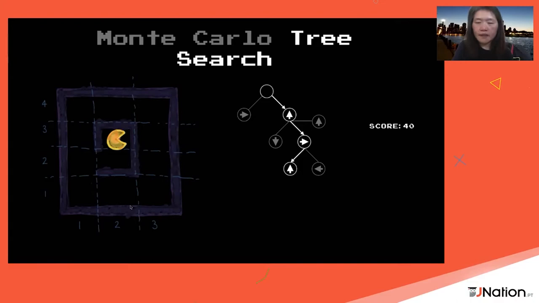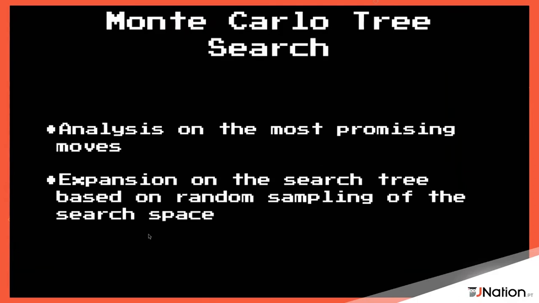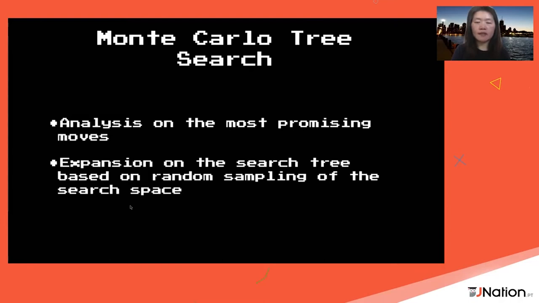So as you can see, both methods are trying to optimize a way of reaching your goal and analyze the most promising moves. But both will require a lot of sampling, which means the choices are many. So again, it runs into the problem that performance is going to suffer when you need to sample such a huge data set. So how about we combine Monte Carlo and tree search together? We're trying to expand on the search tree based on random sampling of the search space. Let's take a look at some illustration.